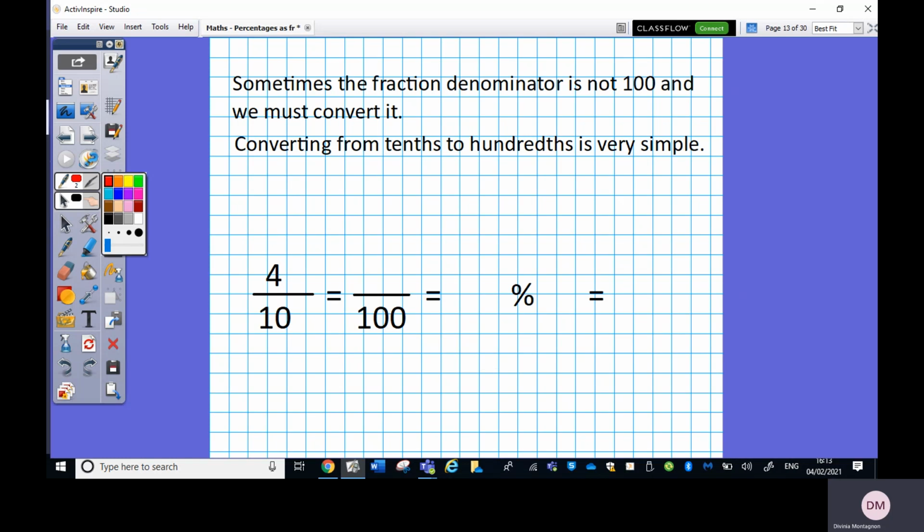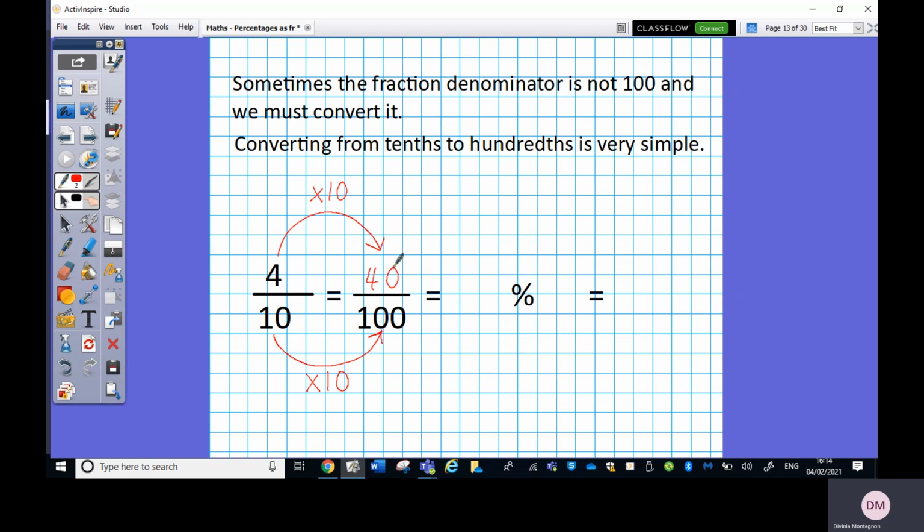Now, you know how to find equivalent fractions. We've done that in previous lessons. So now we're going to convert the 10th to hundredths. So I'm going to take the 10th. What do I need to do to 10 to get to 100? I'm going to multiply it by 10. Remember, whatever I do to the denominator, I also need to do to the numerator. So I need to multiply my numerator by 10. So therefore, 4 times 10 equals 40.